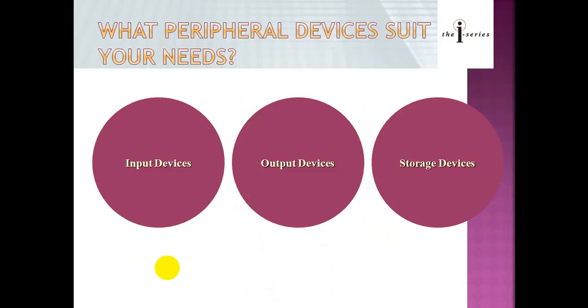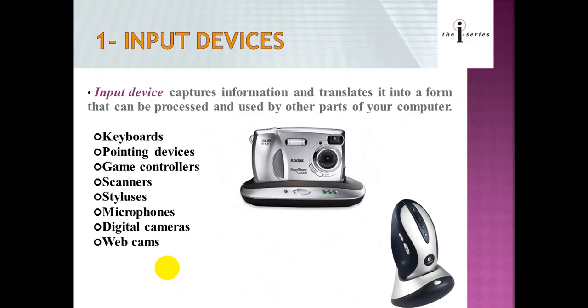Here we have input devices, output devices, and storage devices, and all these devices are a part of the hardware of the computer. Input devices. The input device captures information and translates it into a form that can be processed and used by other parts of your computer. So the input device I am using to insert data into my computer. Examples, we have keyboards, pointing devices, game controllers, scanners, styluses, microphones, digital cameras, and webcams.